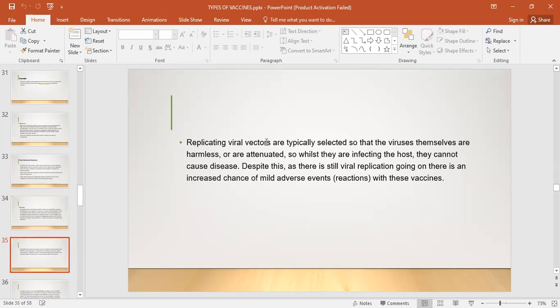Replicating viral vectors are typically selected so that the viruses themselves are harmless and are attenuated. So whilst they are infecting the host, they cannot cause disease. Despite this, as there is still viral replication going on, there is an increased chance of mild adverse events with these vaccines.